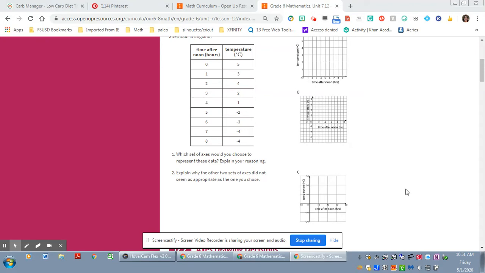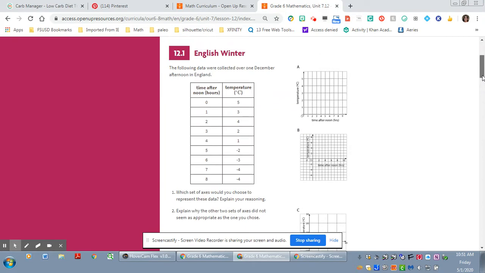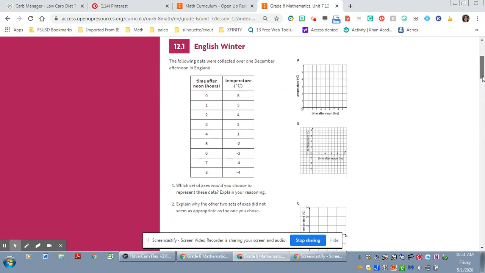And I'm going to show you first on the screen because this is 12.1. It's the warm-up. English winter. So the following data were collected over one December afternoon in England. So this is at what time on this side of the chart and then what the temperature was on this side of the chart. Number 1 says, which set of axes would you choose to represent these data and explain your reasoning?